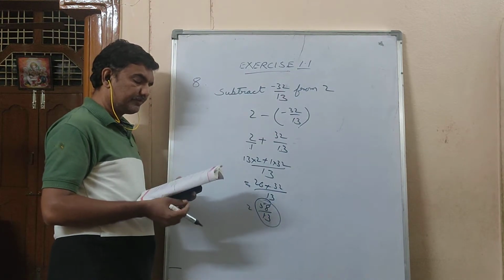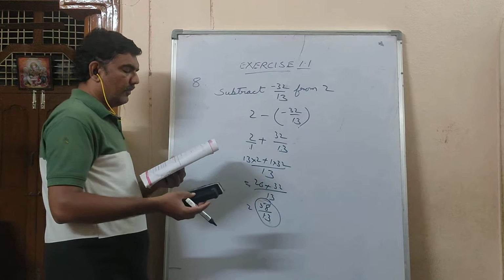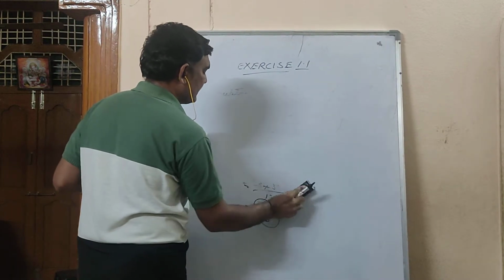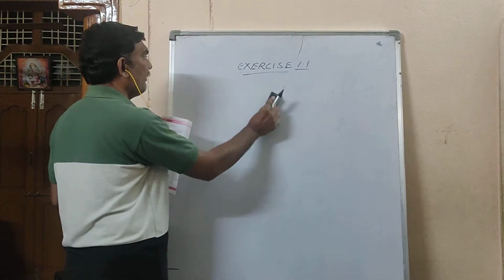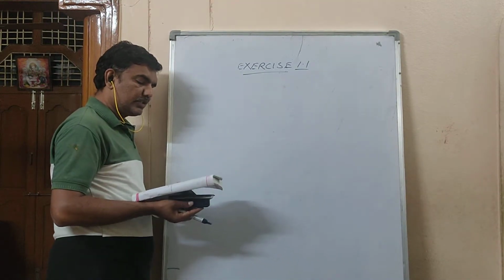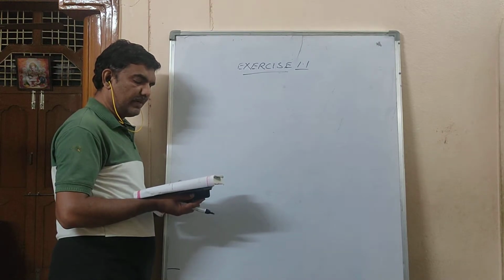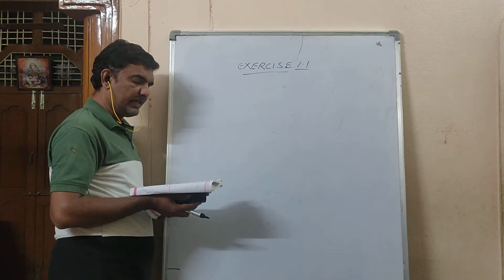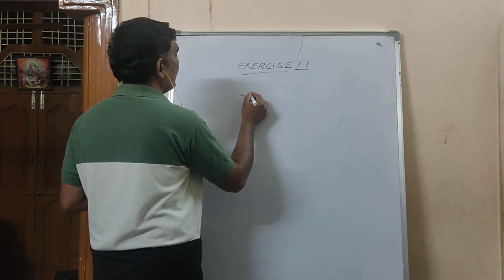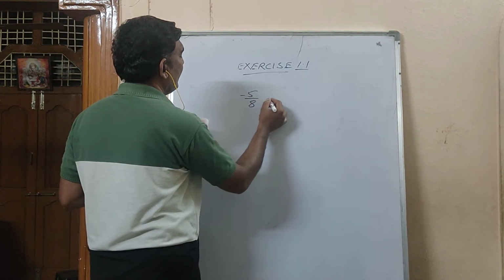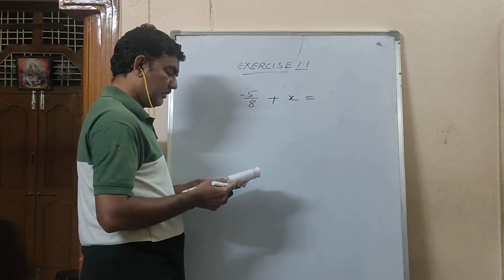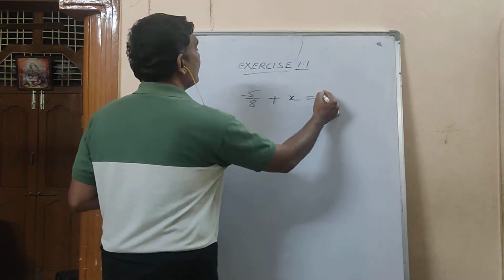Next, another question, the 9th question. How have they given it? First, it is better to understand the question perfectly. What number should be added to minus 5 by 8 so as to get minus 3 by 2? See, for minus 5 by 8, what number do you have to add to get minus 3 by 2?